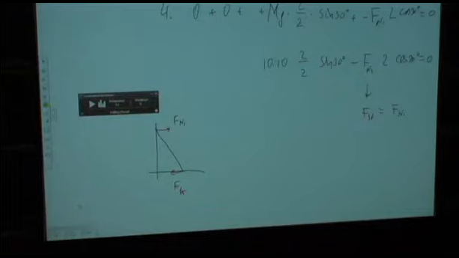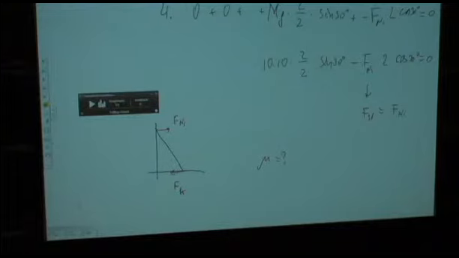Any questions? There is one additional question I added just before the lecture. What should be the minimum value of the coefficient of static friction in order for this ladder to be still, to be at rest?